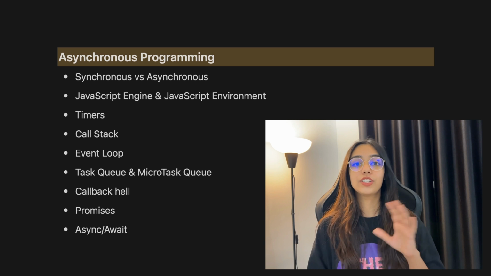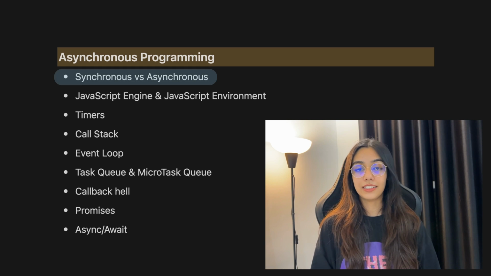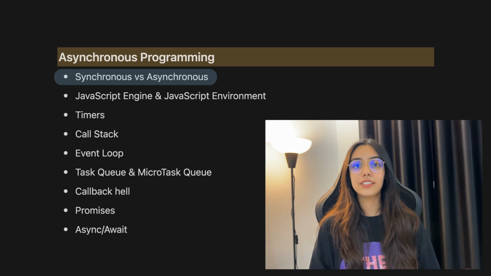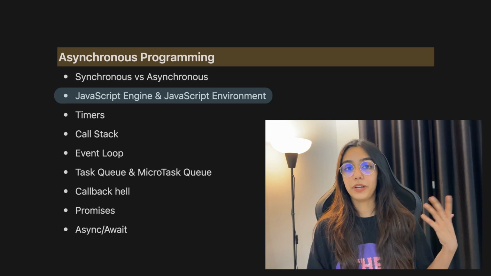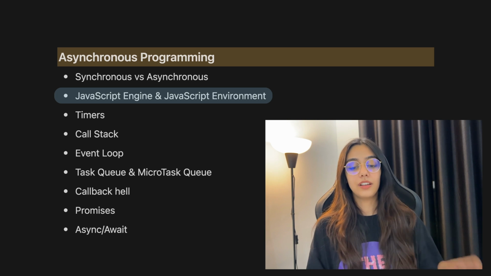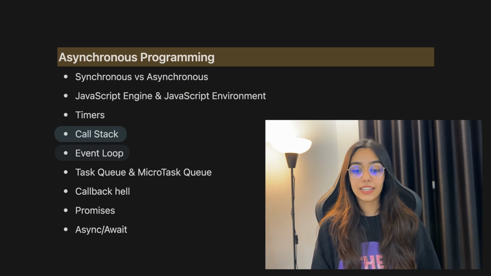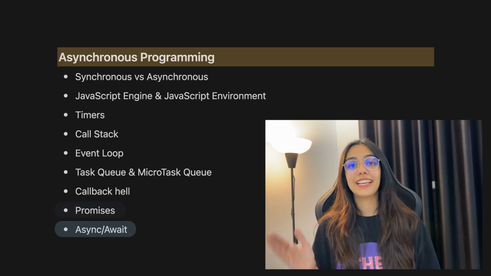So these are the topics that you need to cover in asynchronous programming with JavaScript, starting with understanding the difference between what it means to be synchronous and what it means to be asynchronous. Then you have the JavaScript engine and the JavaScript environment, and what roles do they play in asynchronous and synchronous programming. Then you have timers, call stack, event loop, task queue, micro task queue, promises, and async await.